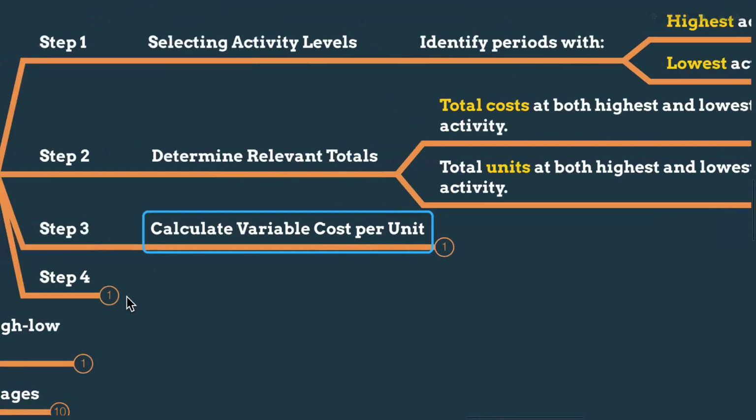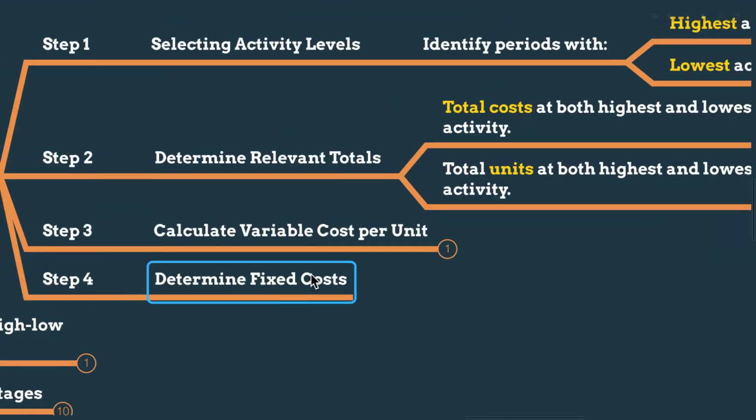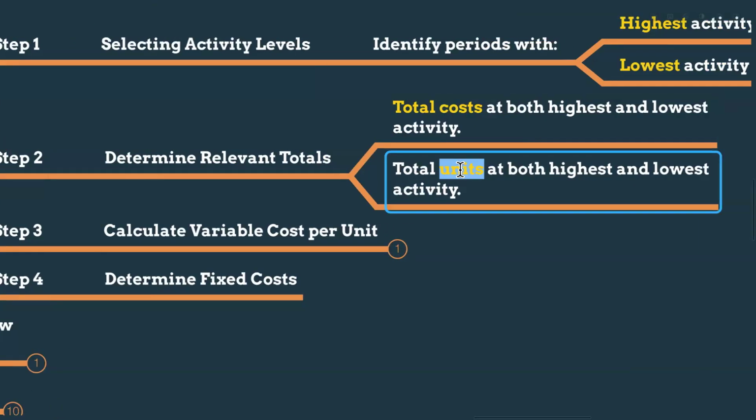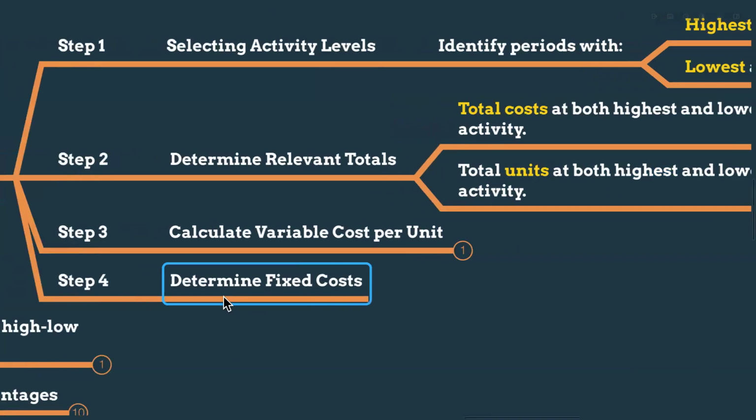So once we calculate this variable cost per unit, then we can determine the fixed cost, because we will have the highest units and also the lowest units. So we can apply this variable cost per unit to the highest number of units produced or the lowest activity units, because the fixed cost is going to be the same for both extreme points, right? So we can determine the fixed cost.